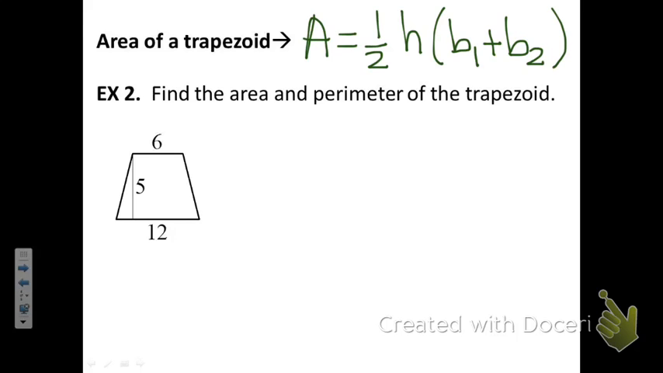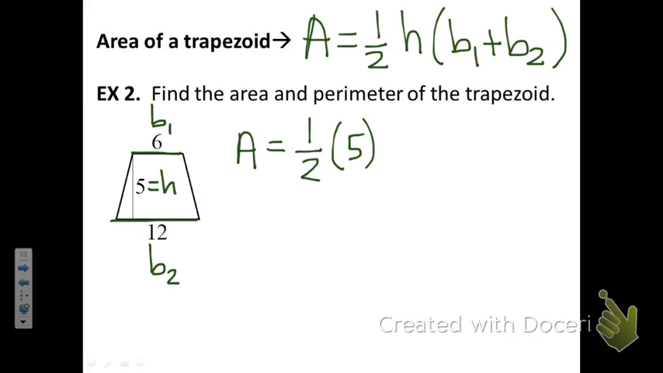In a trapezoid, the bases are parallel. If you look, you can see that the 6 and the 12 are the only two sides that are parallel. So we're going to call this one B1 and this one B2. It really doesn't matter which one is which. And we're going to look to find the area of this trapezoid. So the first thing you do is take 1/2 times the height. The height is how tall the trapezoid is. So we're going to use this 5 as a height. So we're going to multiply this by 5.